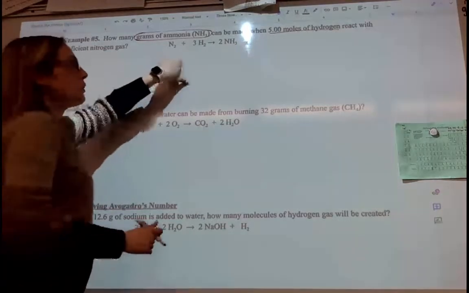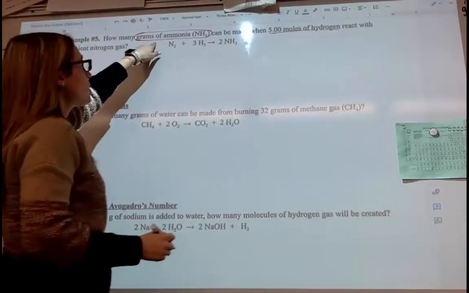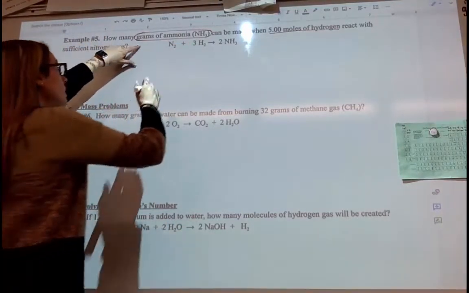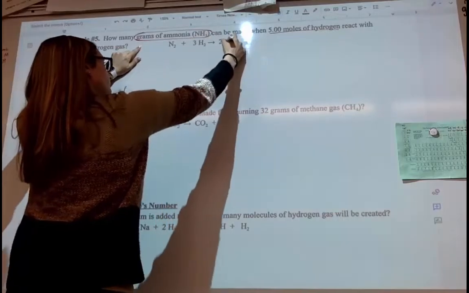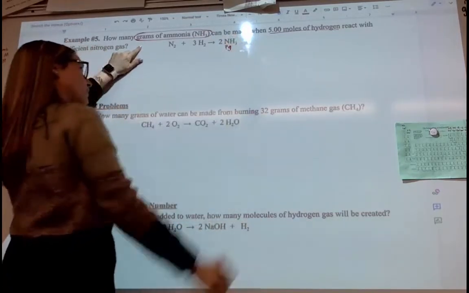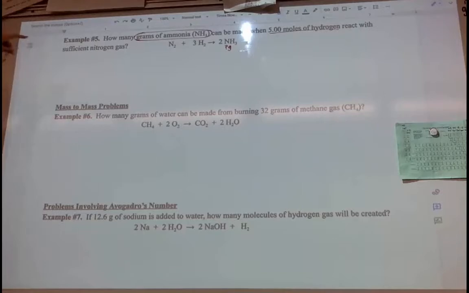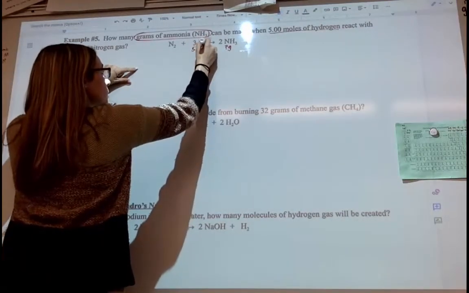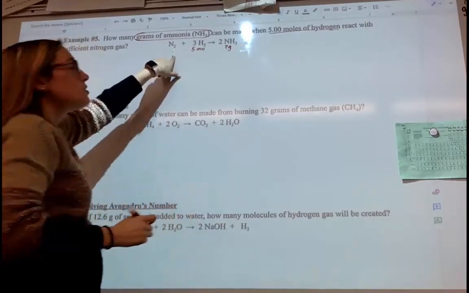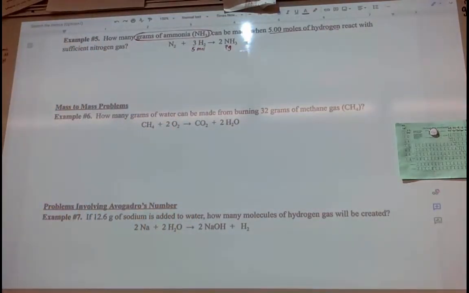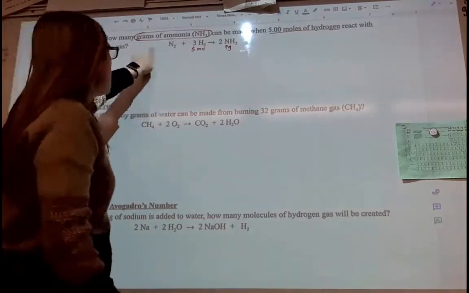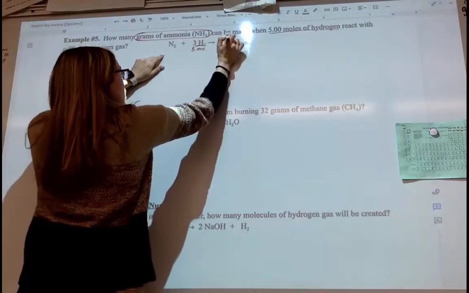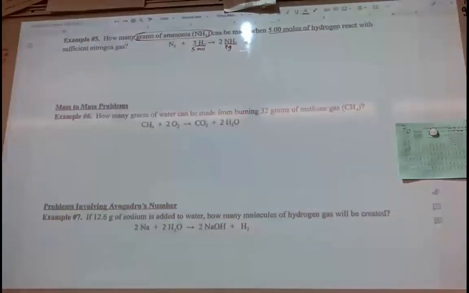So I have a balanced equation here. Underneath the balanced equation, I'm just going to put what I know and what I'm trying to find, just to help me as well. So how many grams of ammonia? Ammonia is NH3. So I'm going to put a question mark with G for grams. Can be made when 5 moles of hydrogen. So this is 5 moles. Notice it's H2 and N2 because they're diatomic, so when they're by themselves, they get that 2. It doesn't say anything about nitrogen, so that's not our focus. Our focus in this problem is H2 and NH3.